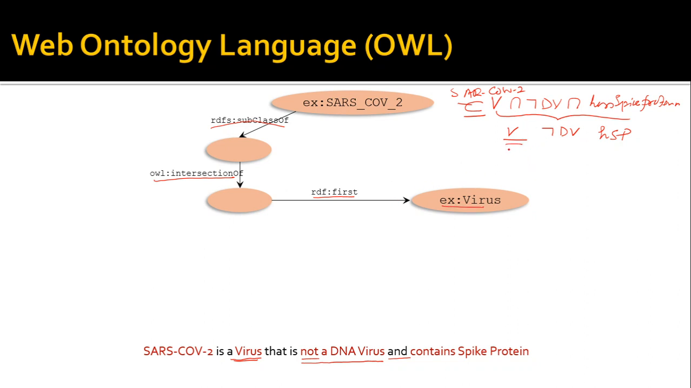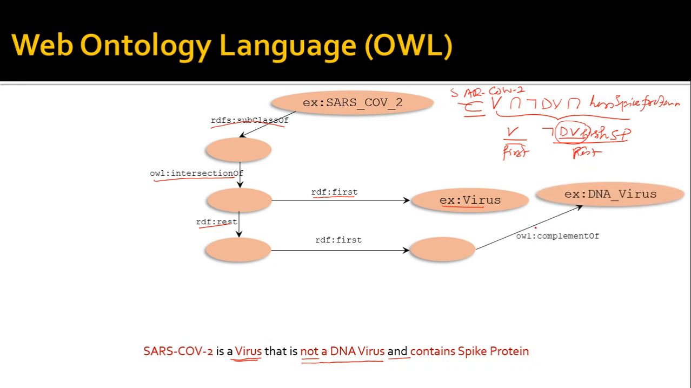So this is your first. The list has a rest part of it, which is termed rest, so we say RDF rest, right? Now what does this contain? It contains the second thing. Again it is a list. It has a first, so this is first. Now this first is something which is the complement of the set of DNA virus.